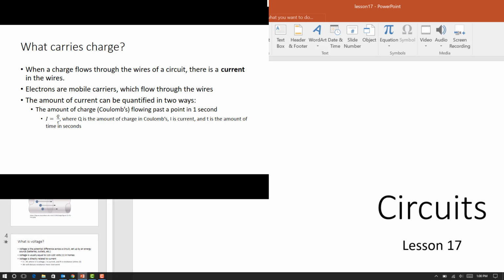So we have this formula here to do just this, to quantify current in terms of the amount of charge flowing past a point in 1 second. So here, let's get the pen. Here you've got your amount of charge per second. So Q is the amount of charge in coulombs, t is the amount of time in seconds, and therefore I is current. We are quantifying current in terms of the amount of charge moving past a particular point every second.